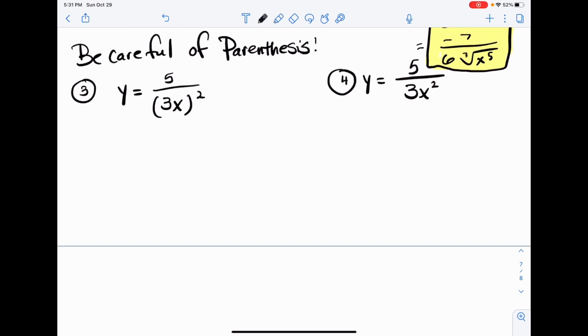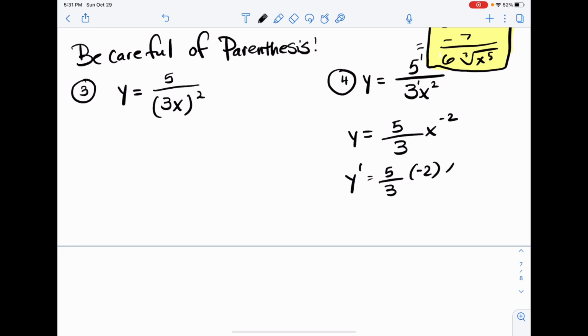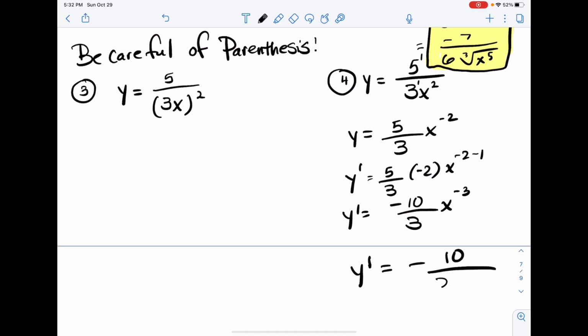Last thing, be careful of parentheses. So if we start here, this is 5 to the first, 3 to the first. So we'd say y is equal to 5 over 3 x to the negative 2. So the derivative here is 5 over 3 times negative 2 x to the negative 2 minus 1 to give us y prime is negative 10 over 3 x to the negative 3. So y prime here is negative 10 over 3 x to the third. A fine answer for that.